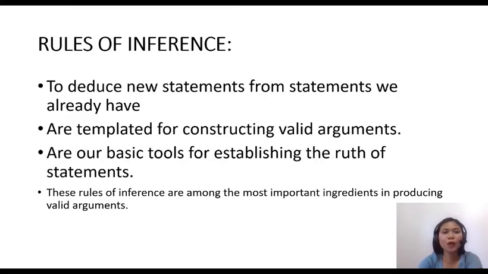Now, before we proceed to mathematical proofs, let's first take a look at arguments that involve only compound propositions. And then, we will define what it means for an argument involving compound propositions to be valid. How do we define that a certain argument is valid? And then after that, we will introduce a collection of rules of inference in propositional logic.